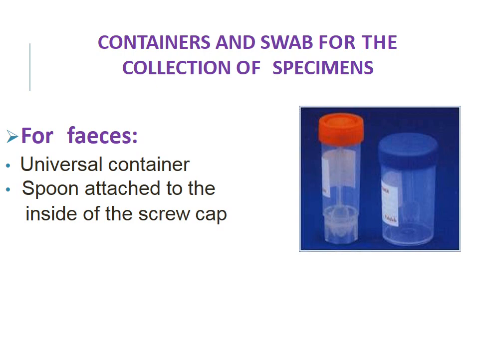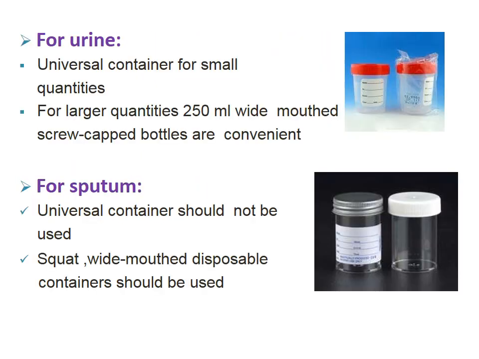As I said, the specimen has to be collected in appropriate containers. So here we can see some of the containers and swabs for collection of particular specimens. For a fecal sample, the universal container has to be used. That means the container contains a spoon which is attached to the inside of the screw cap. And for urine, a universal container is used for small quantities, and for larger quantities like 250 ml or more, there is a wide-mouthed screw-capped bottle, which is much more convenient.